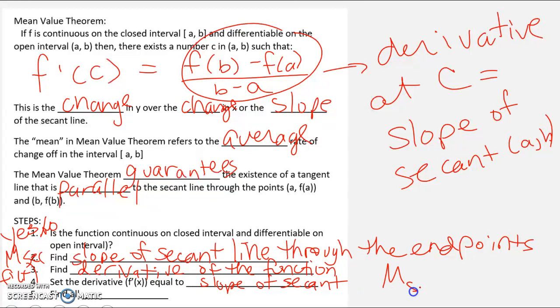So we do m secant, which you calculate y2 minus y1 over x2 minus x1, set that equal to the derivative, and then you're going to solve that. So you'll find all the points, x, y, in the interval where this would be true. So we're proving the mean value theorem by showing there are points in the interval where the slope of the secant equals the derivative.